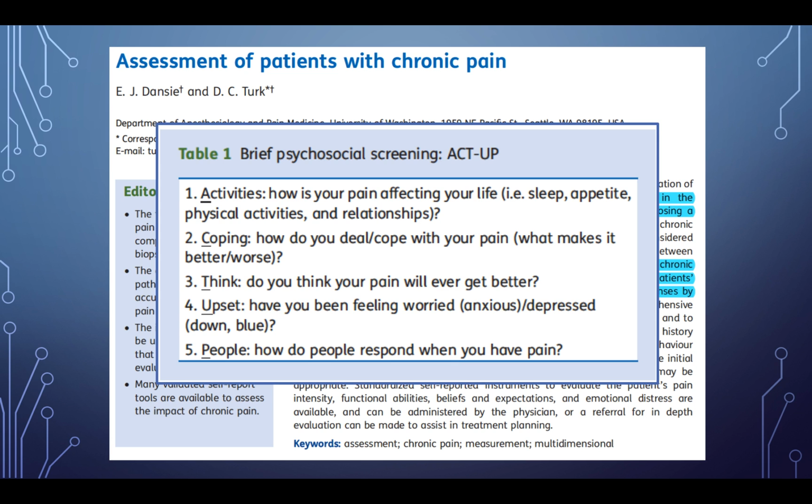And then how do people respond when you have pain? Do they feel like they're getting the right attention that they need? Do they feel like people think that they're just chronic complainers? Again, that's just the outlook that the patient has. I think, again, that's important for their healing as well.